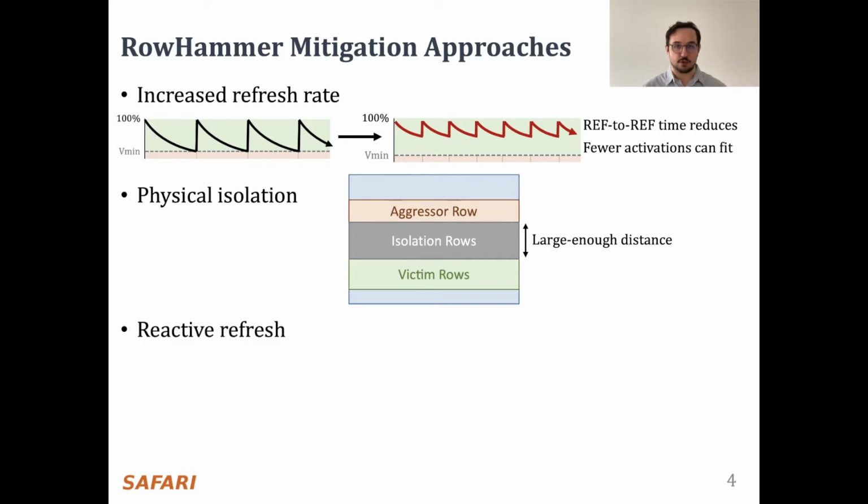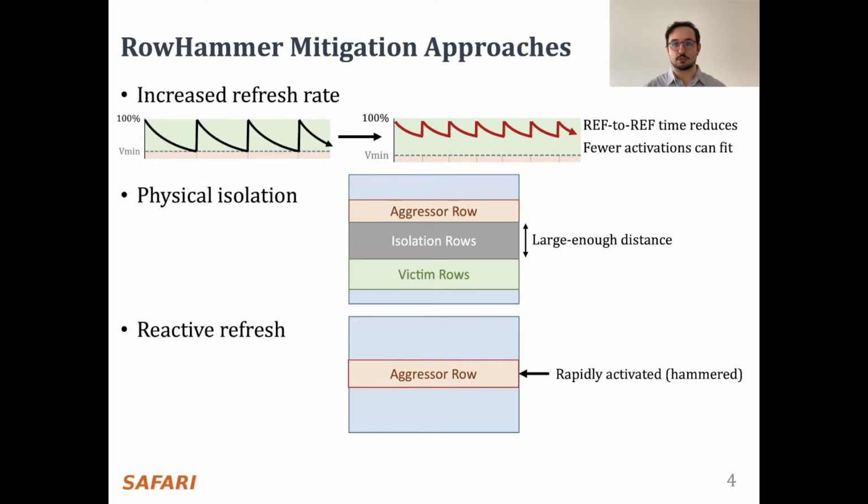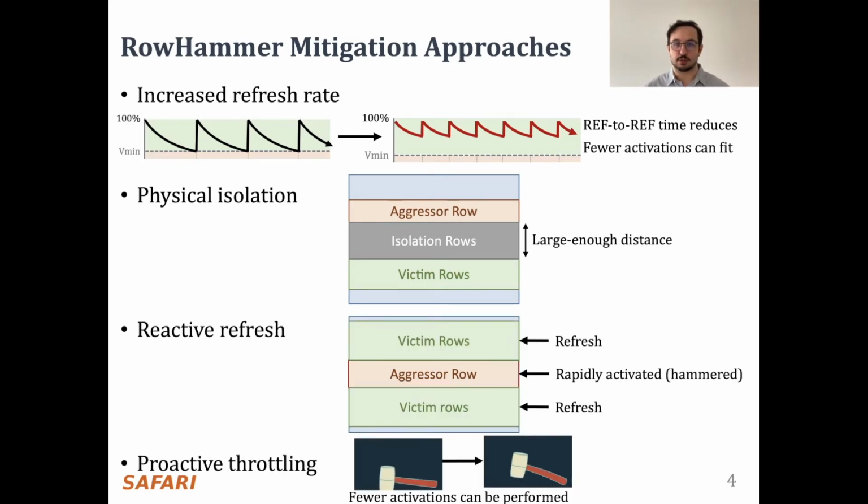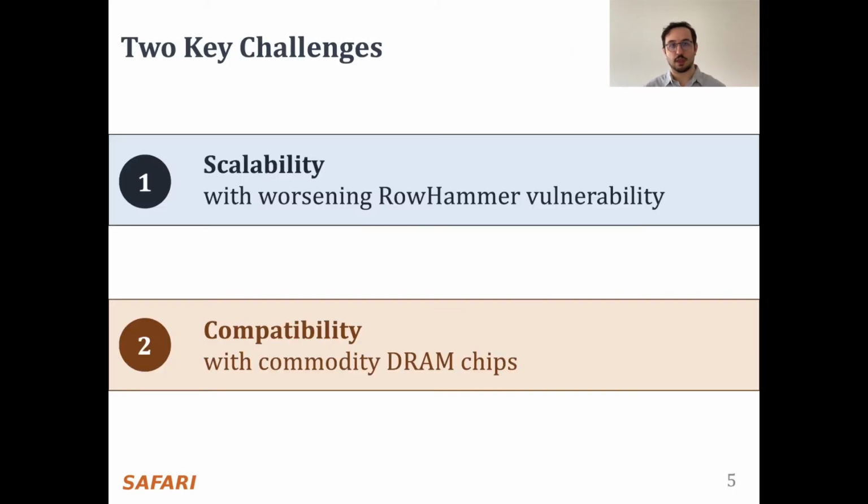The third approach is called reactive refresh. In this approach, when an aggressor row is hammered, potential victim rows are refreshed to avoid bit flips. And the fourth approach suggests proactively throttling memory accesses such that no row's activation rate can reach the RowHammer threshold. Unfortunately, existing mechanisms face two key challenges.